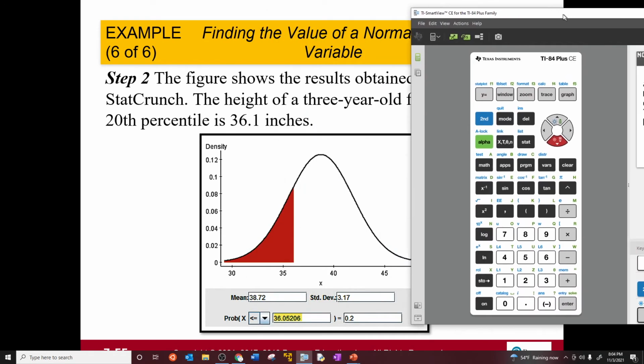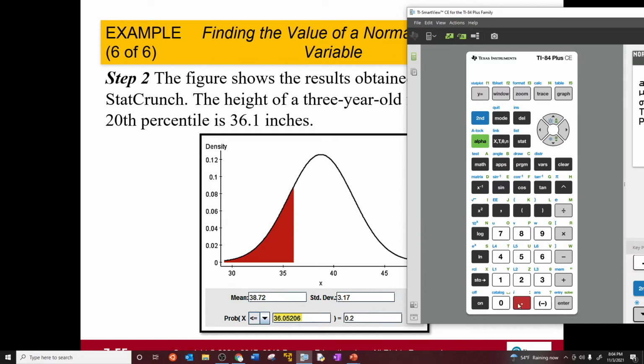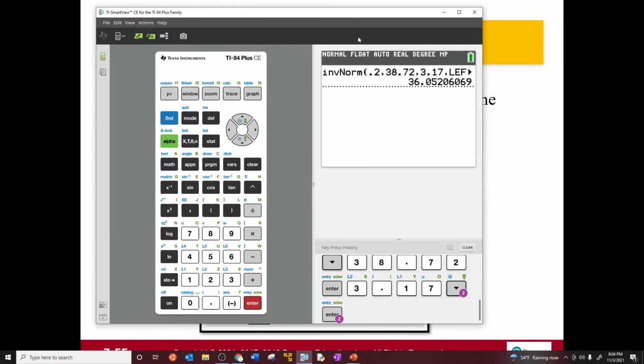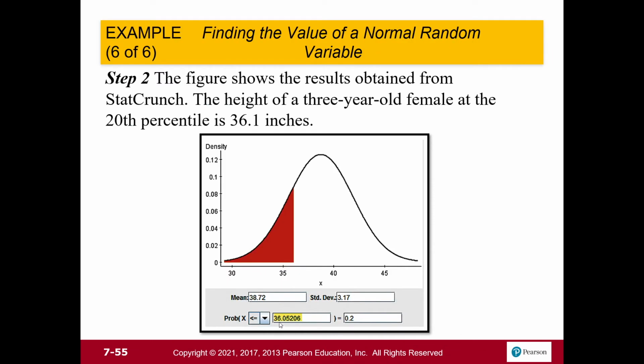The mean is 38.72, and our standard deviation is 3.17. And by default it's area to the left. And what we get is a score of 36.05. And that's exactly what they got. So that's 36.05 right there. It represents the number that separates the bottom 20% from the top 80%.